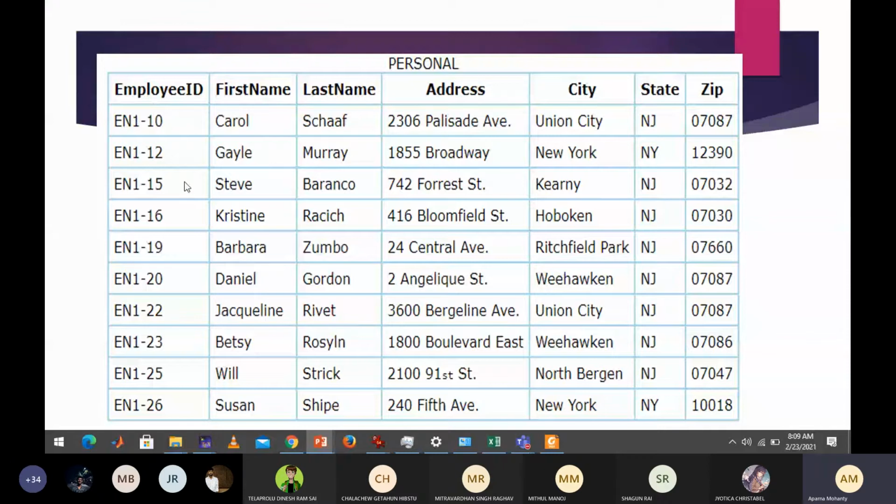Like you have your registration numbers, right? Those registration numbers are unique. Two registration numbers cannot be the same, like two students cannot have the same registration number. Same here, the employee IDs are unique, and the first name, last name, and address can be the same for two people, but the IDs have to be different.